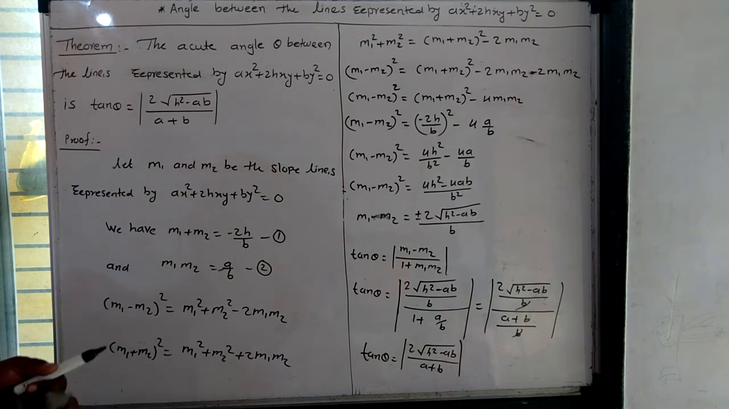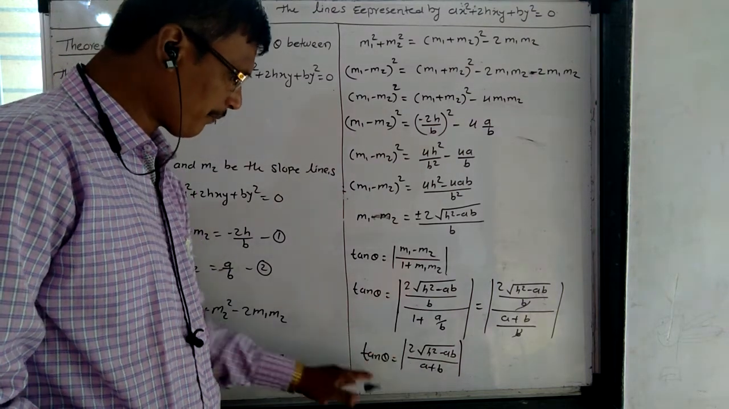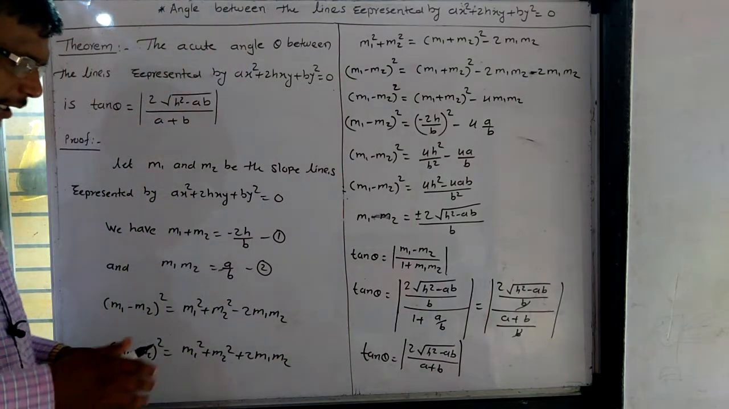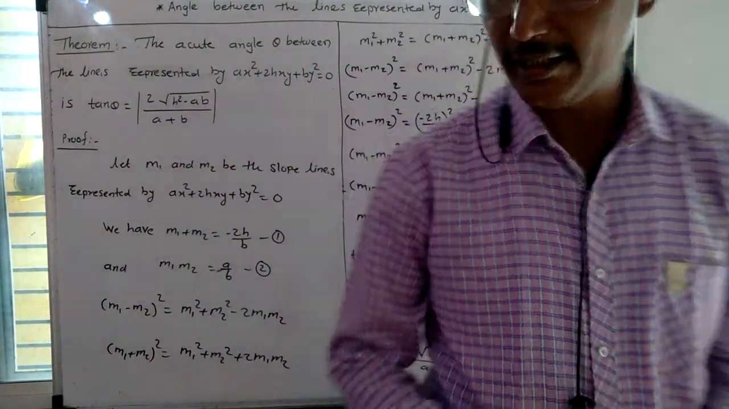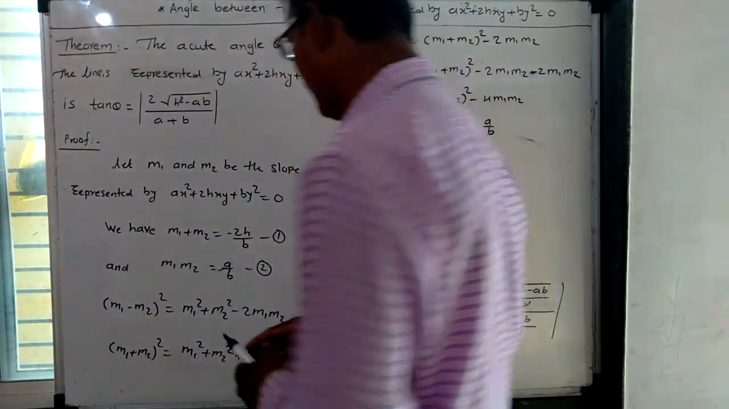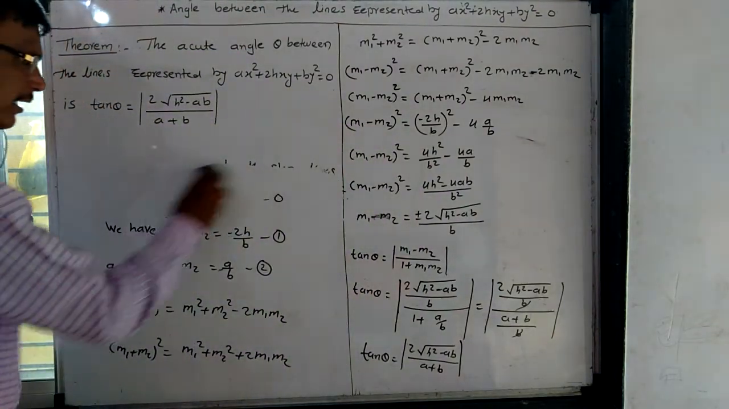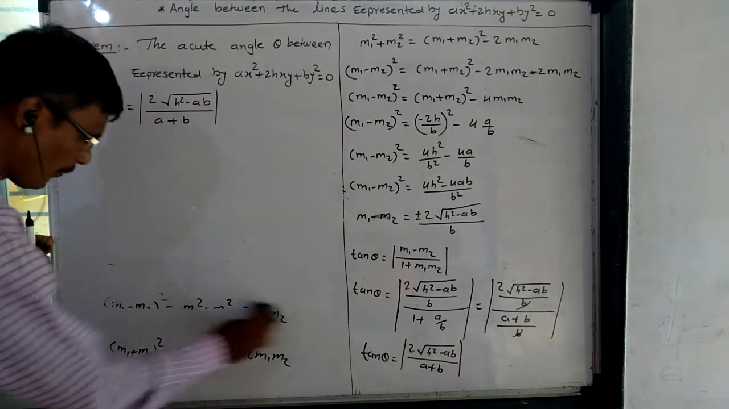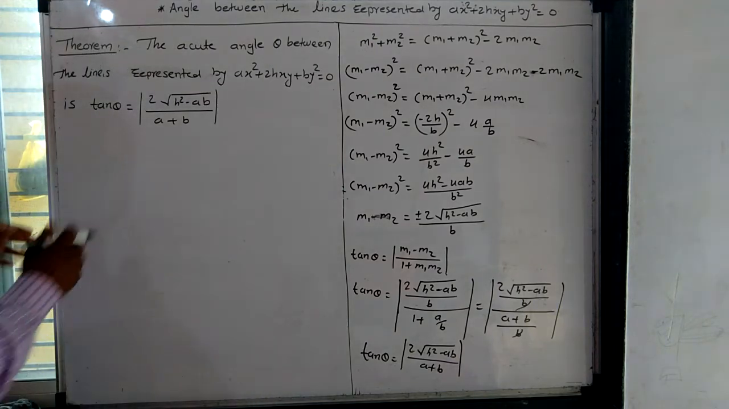म्हणजे जर दोन लाईन पॅरलल असतील तर त्यामधला अँगल किती असतो? 0 असतो. So we find the perpendicular and parallel condition of the lines represented by this equation. Okay, so we know that if the lines are parallel to each other, then theta must be 0 and tan theta must be equal to 0.